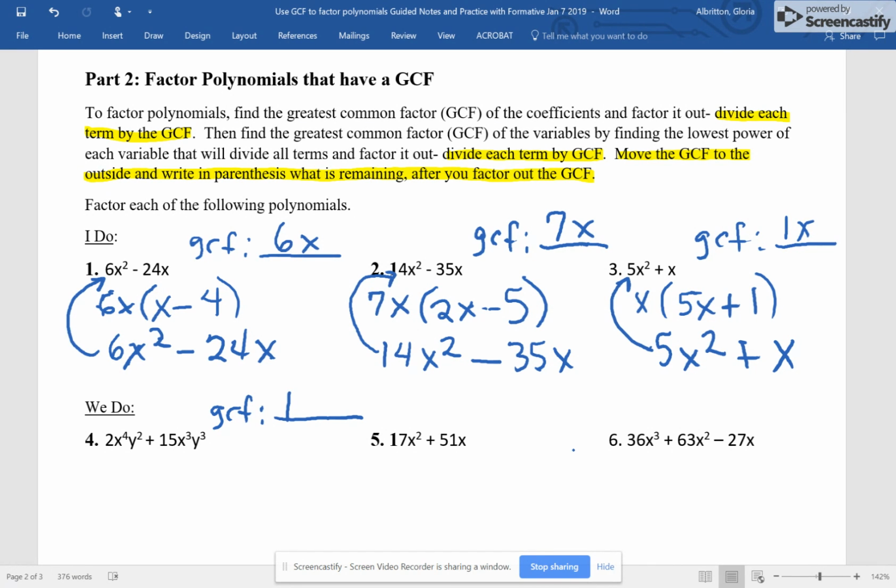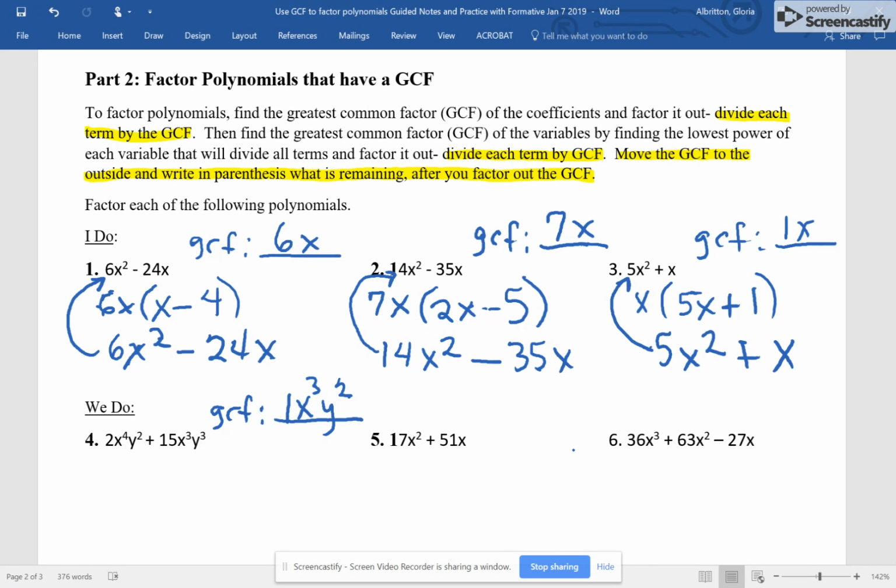Now, x to the 4th and x to the 3rd. So x to the 4th is 4 x's. X to the 3rd is only 3 x's, and they're all being multiplied together. So in common, they have those 3 x's. So x to the 3rd. Y squared and y cubed have y squared in common. Again, I don't need the 1 in front.